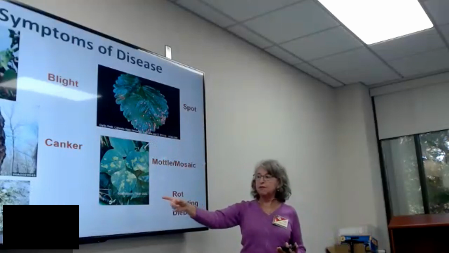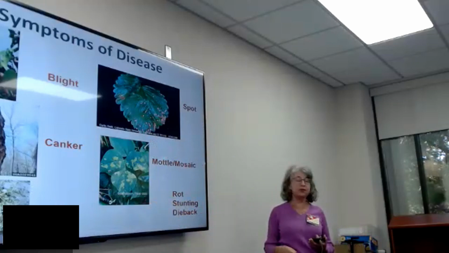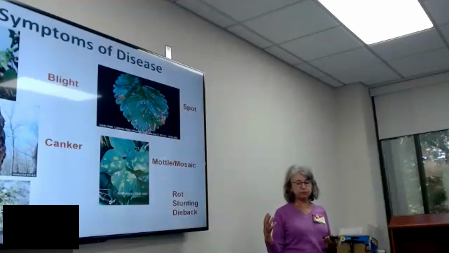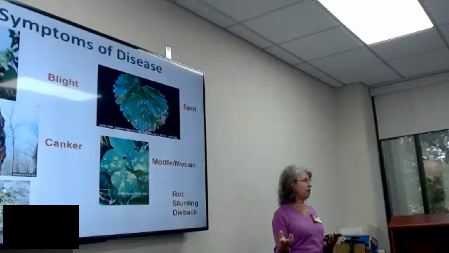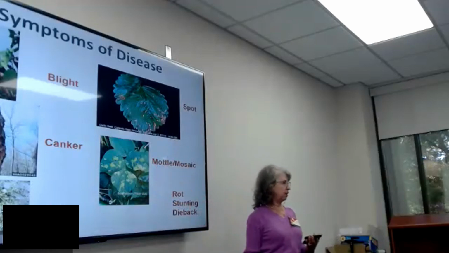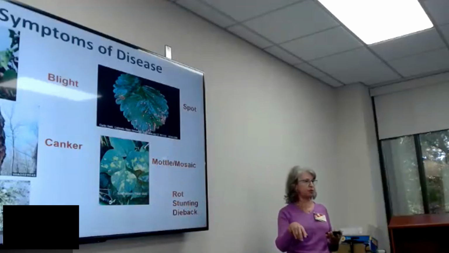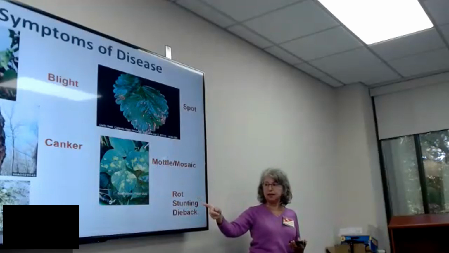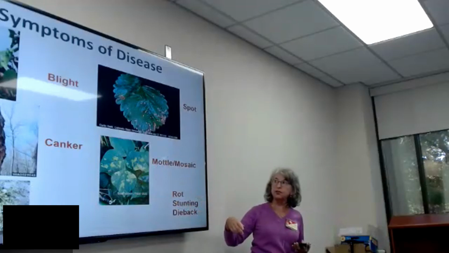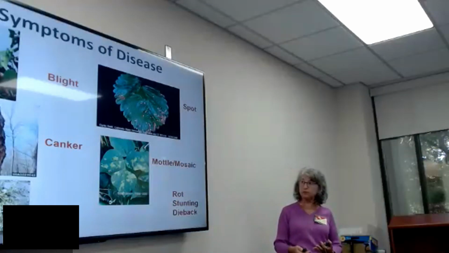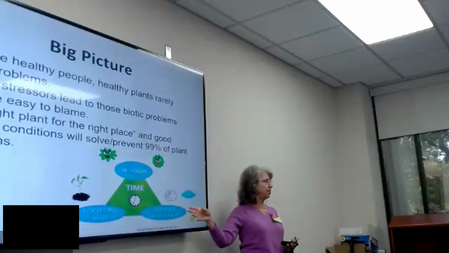And then typical symptoms of viruses include mottles and mosaic patterns. You might think of some patterns that happen with nutritional deficiencies as a virus, but the viruses are a little bit more random looking a lot of times than those nutritional diseases, which can have more of a uniform look. Then there are rots, stunting, and dieback, which is similar in some ways to the blight, just that dying symptom.